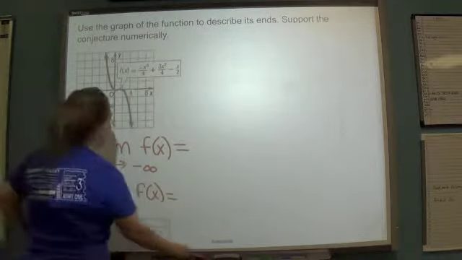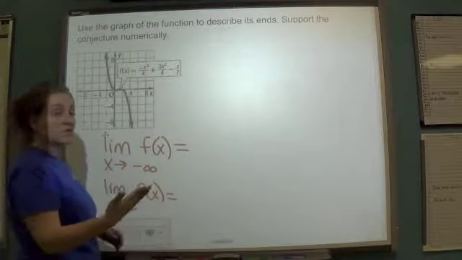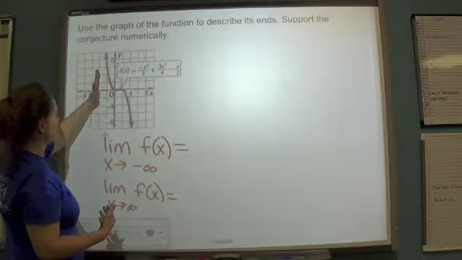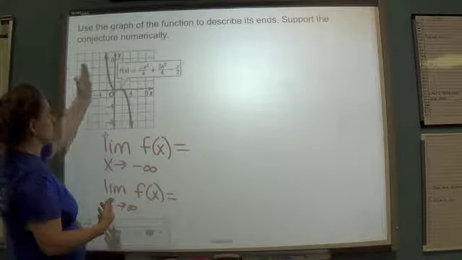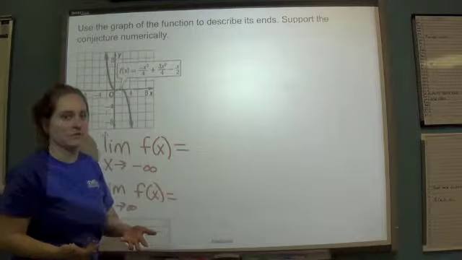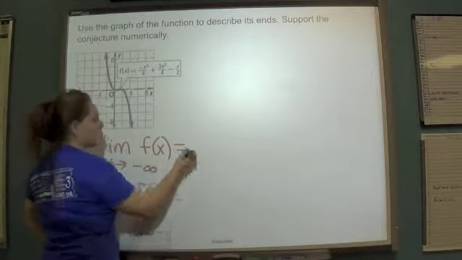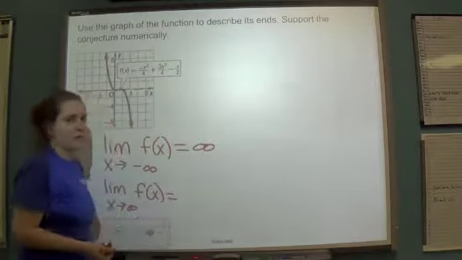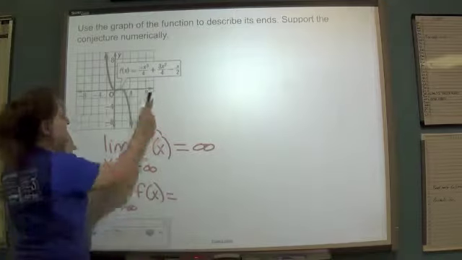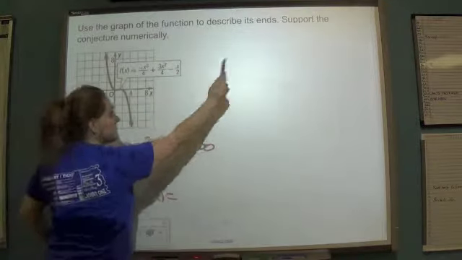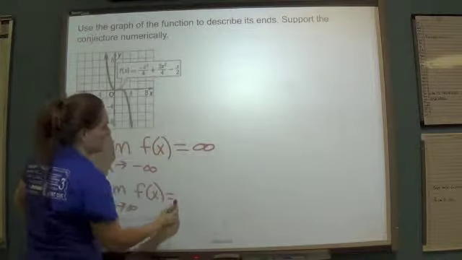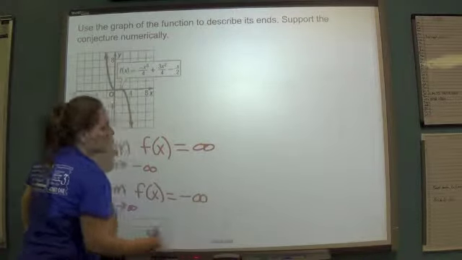So, remember, negative infinity is to the left. It's the domain. So we're looking left. As I'm looking left, what's happening to the graph? Well, as I'm looking left, the graph's going up. So the graph's going to infinity. So as I approach negative infinity, the graph is going to infinity. Now, as x approaches infinity, so as I'm looking right, what's going on with the graph? As I'm looking to the right, the graph is going down. So I'm going to negative infinity.